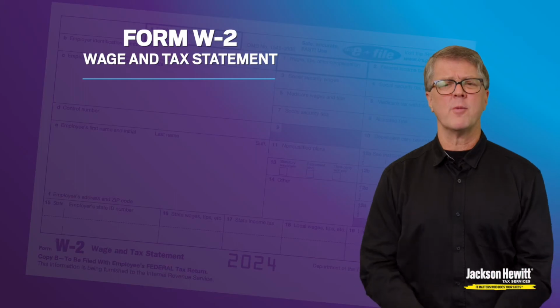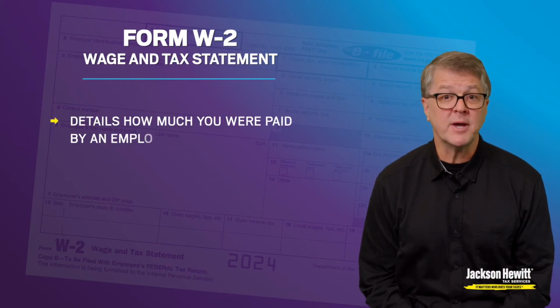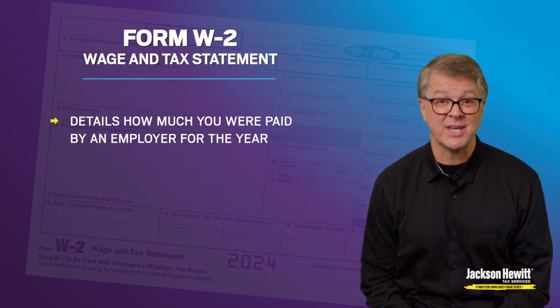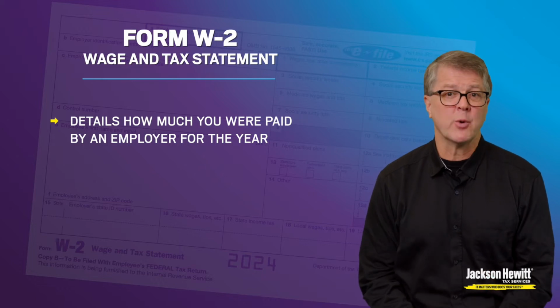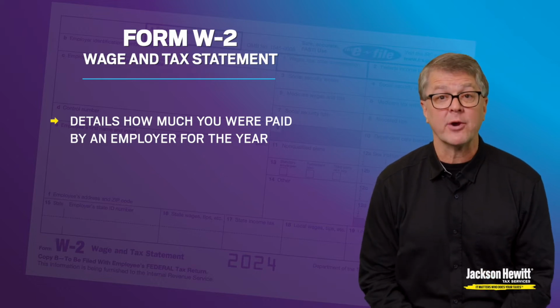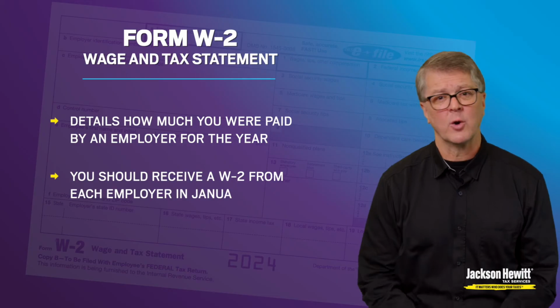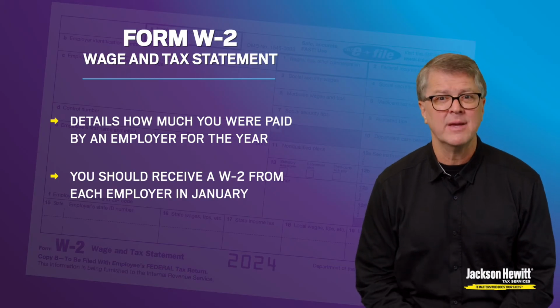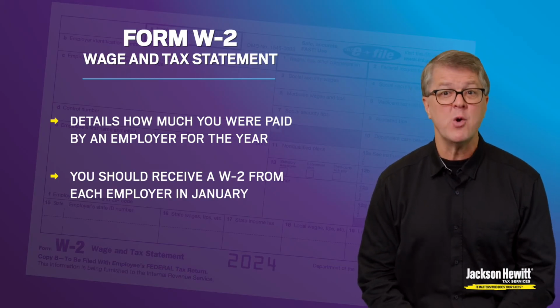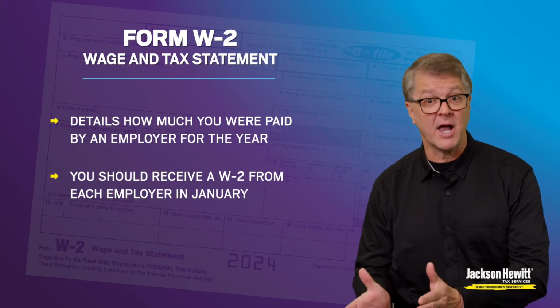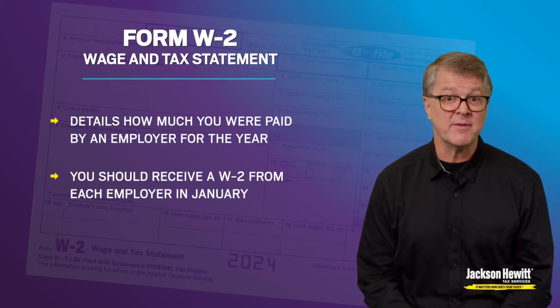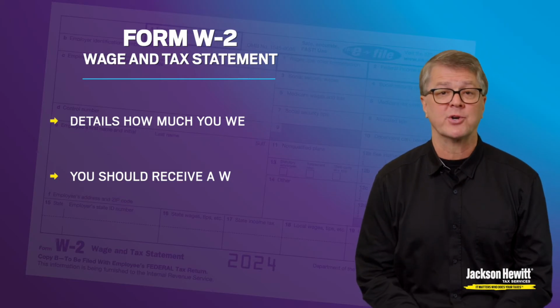What is a W-2 form anyway? The Form W-2 is a wage and tax statement that details how much you were paid by an employer during the year. If you have or had a job at any time of the year, you should receive a Form W-2 from each employer the following January, containing income information to report on your tax return.